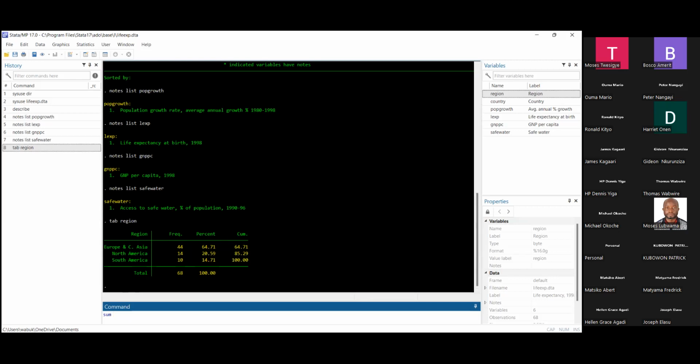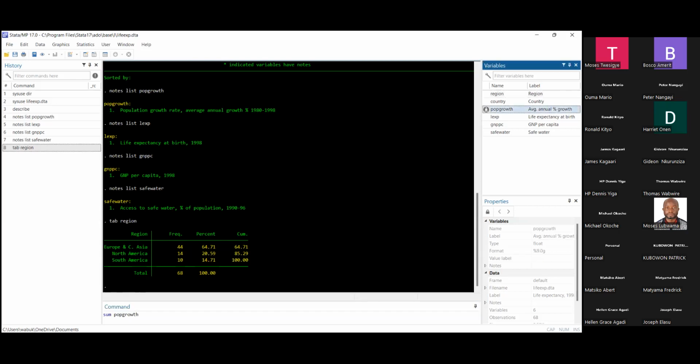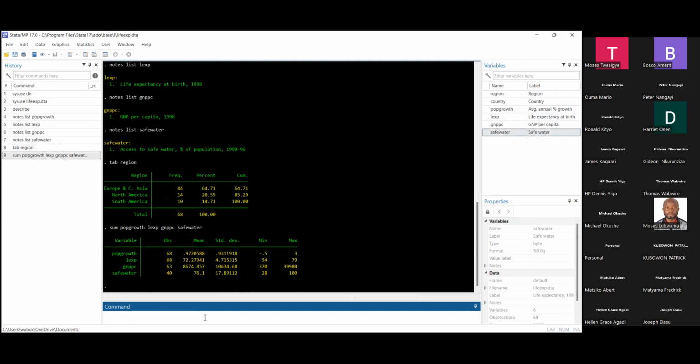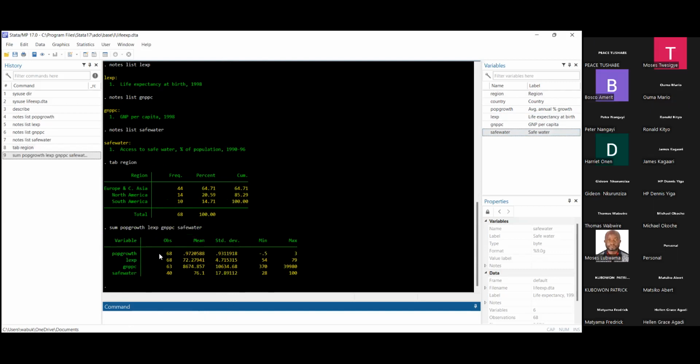If I want to get summary statistics, now you don't want to summarize the region. I don't know what you want to do with the region by summaries. These are quantitative values. I'll also skip country and just look at the quantitative variables here. So I'm just selecting them. If you see wherever I click, they come down here. And then if you say enter, then it starts playing for you. We get these details.